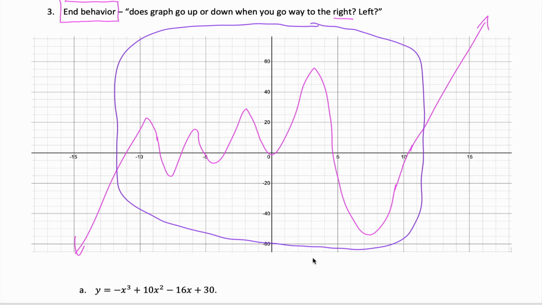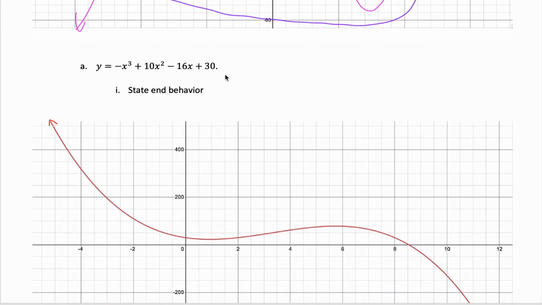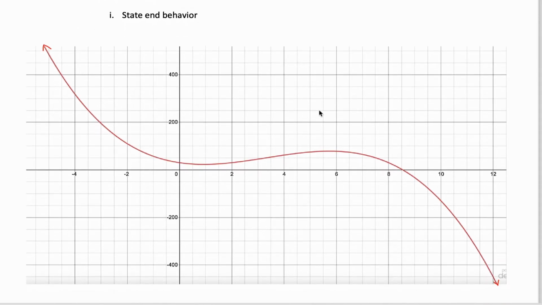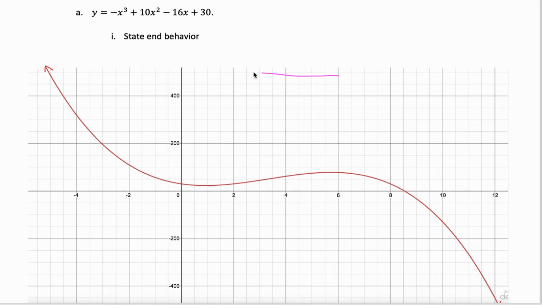Let me give you a more concrete example. Here's the equation that we started out with, that we don't yet know how to graph. y equals negative x cubed plus 10x squared minus 16x plus 30. You can always plug this into some online graphing program to figure out what its graph looks like. If I were interested in the end behavior of this graph, I'd be ignoring all of this stuff in here.